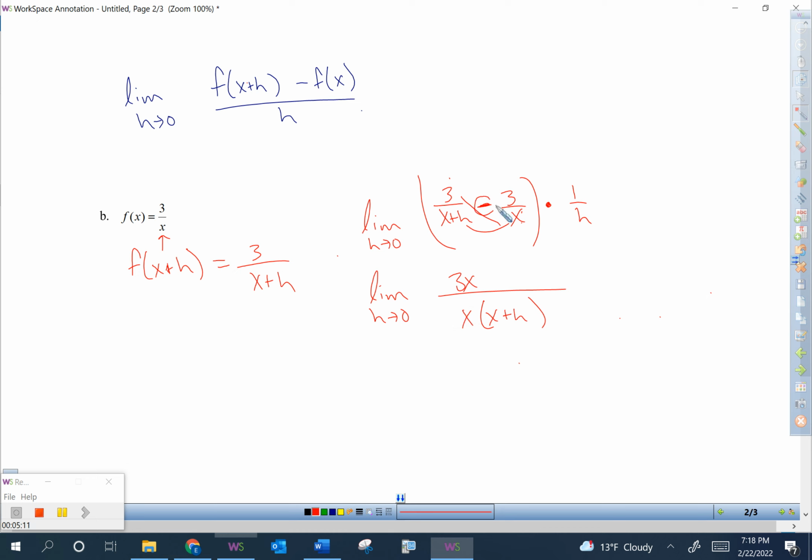And the same thing goes. We're going to copy this sign in the middle, and then we're going to just multiply the other part of the cross. So 3 gets multiplied by this. So it's 3 times that x plus h quantity. Okay, and then I'm just bringing down that 1 over h.